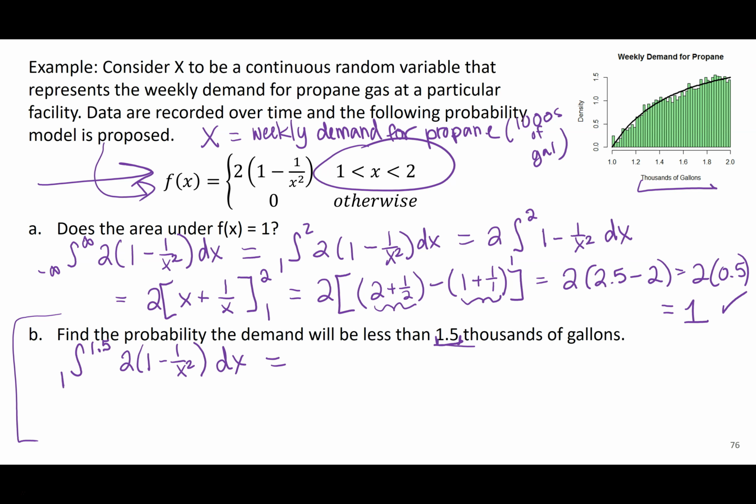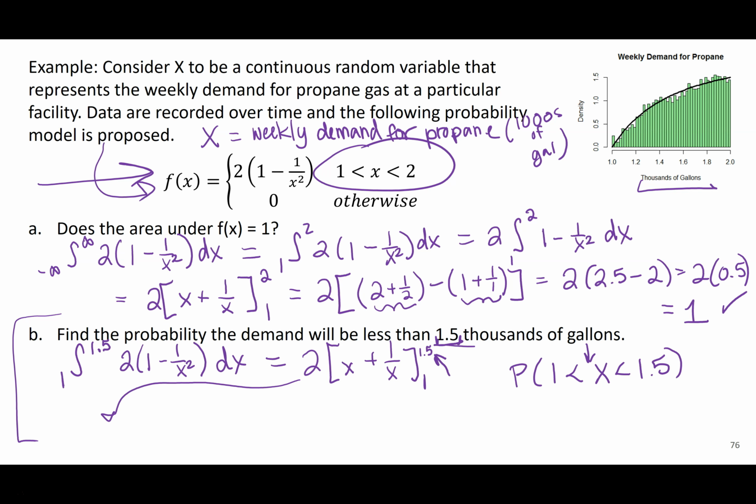So I'm going to get really similar steps here. It's going to be x plus 1 over x. But now it's going to be evaluated from 1 to 1.5. So no, this is no longer 2, because I only want to know the probability that it'll be less than. So specifically, this is equal to the probability that x is between 1 and 1.5. That is what we're looking for.